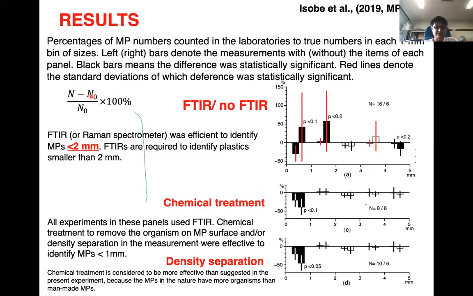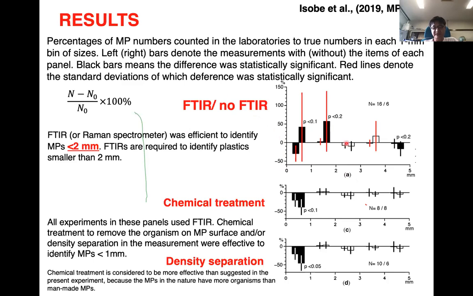N0 means the solution. N0 means the correct number of the microplastics in each sample bottle. And the left-hand side panel shows the effect of the efficiency of the FTIR spectrometry. And this axis means the size. And bars on the left-hand side are the laboratories with FTIR. The bar on the right-hand side means laboratories without FTIR.